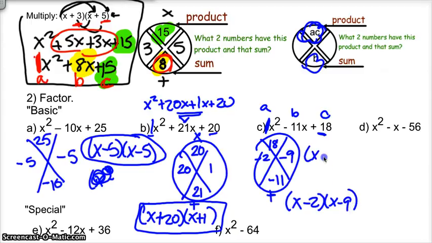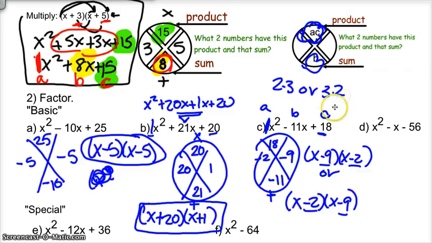Some students are going to ask, can the order be reversed? Absolutely. As long as you have a minus 9 in one and a minus 2 in the other. Remember, multiplication is commutative, that regardless of the way you multiply two values, you end up with the same answer.